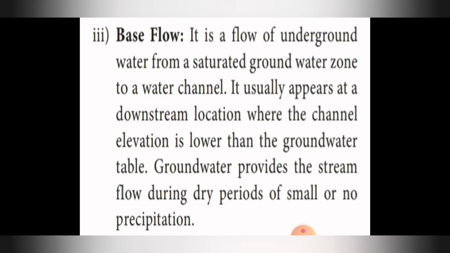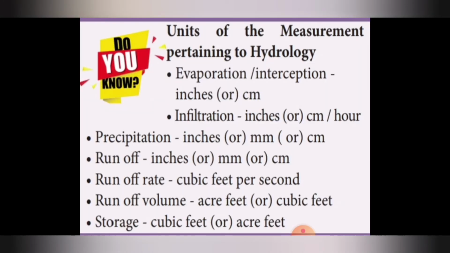Third one is base flow. It is a flow of underground water from a saturated groundwater zone to a water channel. It usually appears at a downstream location where the channel elevation is lower than the groundwater table. Groundwater provides the stream flow during dry periods of small or no precipitation.